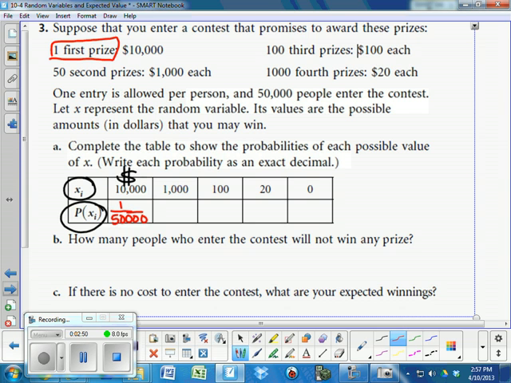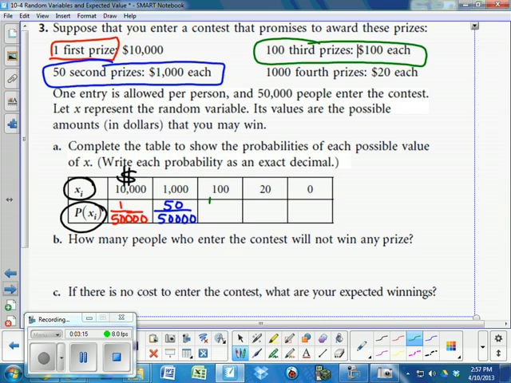How many people are going to get $1,000? 50 out of the total, 50,000 again. Now you can calculate all these. You can convert all these to decimals if you like, or you can leave them all as fractions. No problem. All right? How many people are going to get $100? 100 out of 50,000. And how many people are going to win a whopping $20? 1,000 out of 50,000. Your chances go up the smaller the prize. Of course, only one person gets the grand prize.